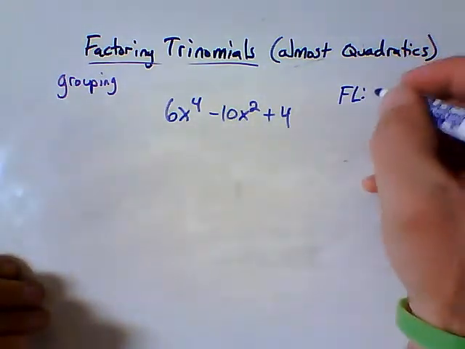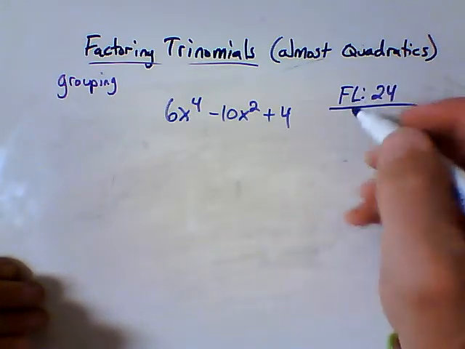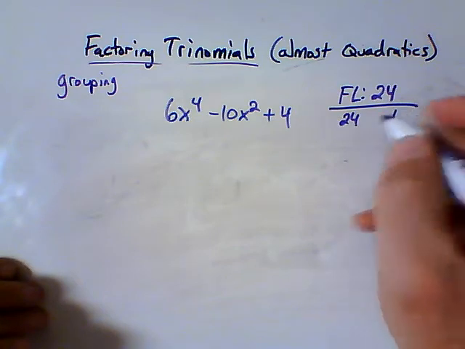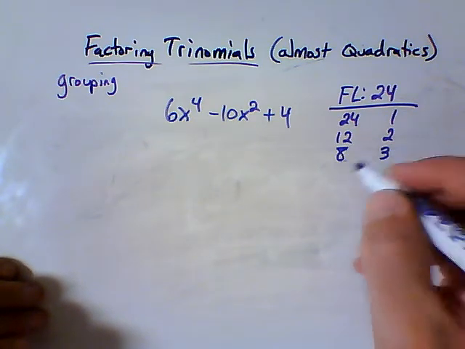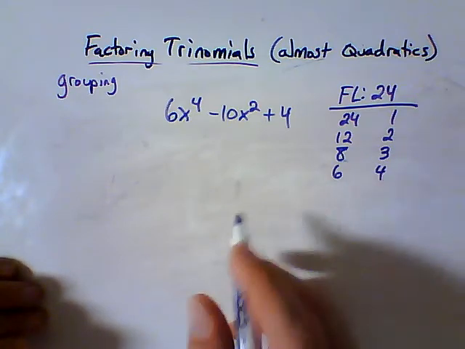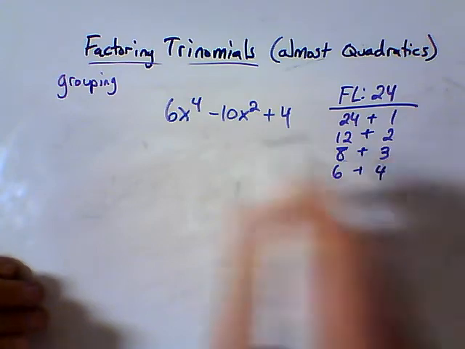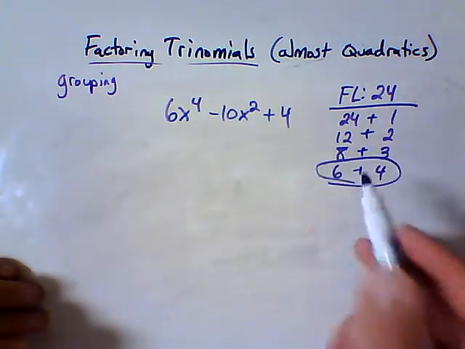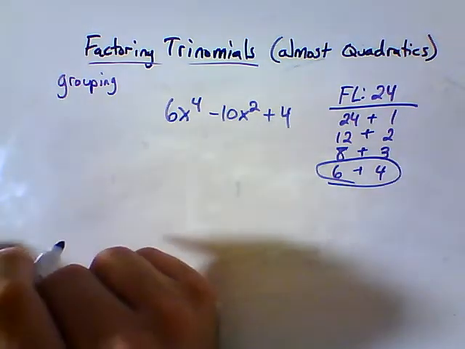6 times 4 is 24. Factor list, first times last, don't forget that. Make a little list: 24, 1 and 12, 2 and 8, 3 and 6, 4, that's it. They have to add to negative 10. Why is it always the end of the list? Alright. I promise I didn't pick these out on my own.